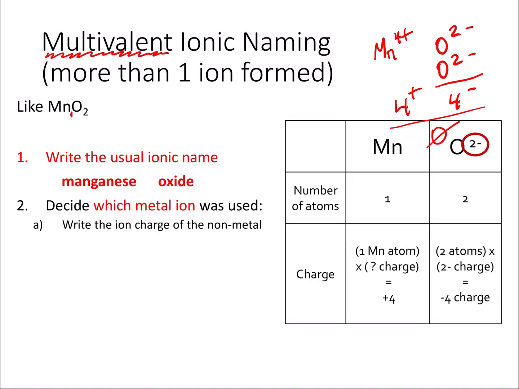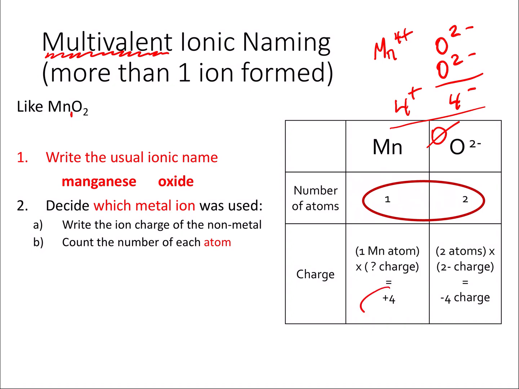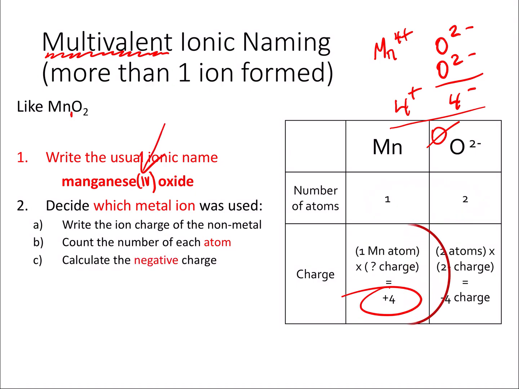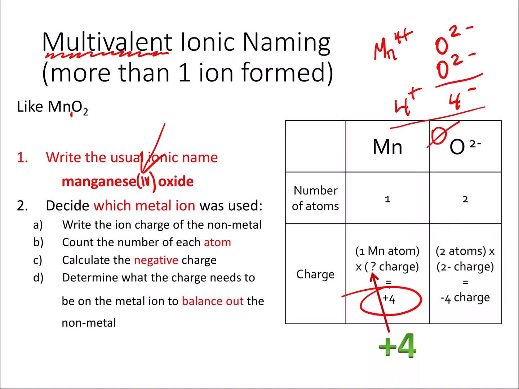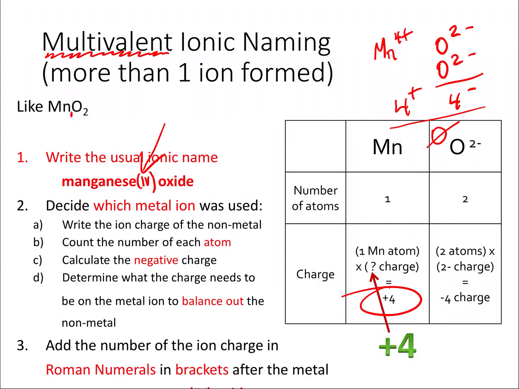Well, that manganese is going to have to be manganese of the 4 plus variety. So you use the old Roman numerals, folks. Gotta love them. And you have to put in brackets. So we're talking about manganese(IV) oxide. So we figure out the charge, make sure it's all balanced out, and we've got manganese(IV) oxide.